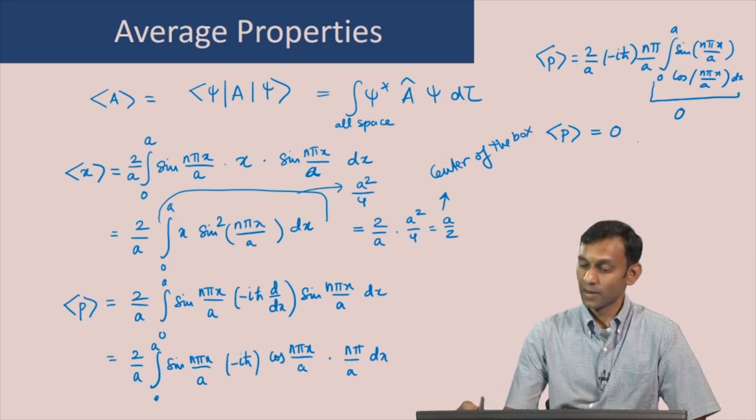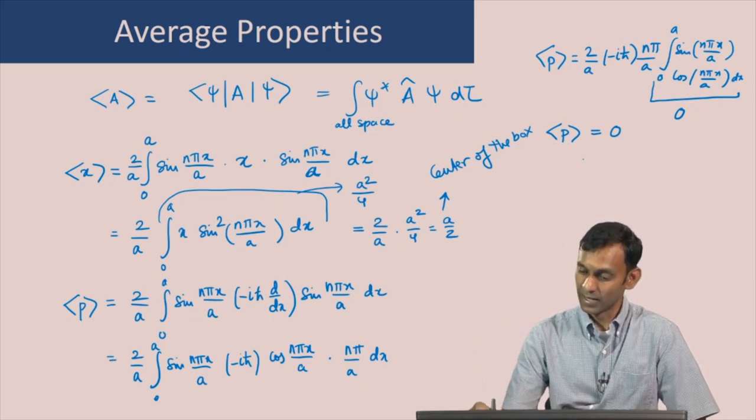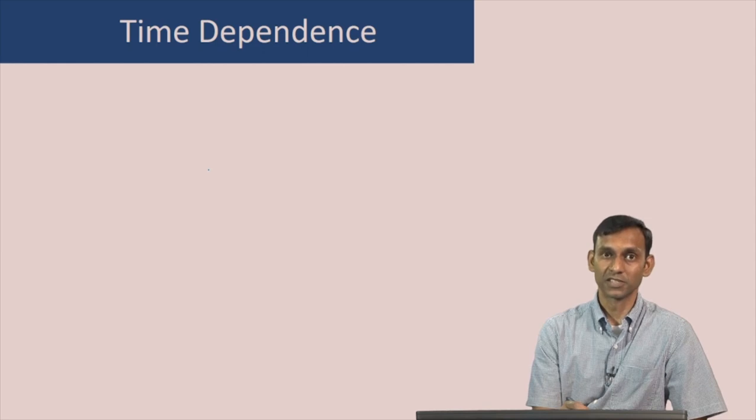Now, this again makes sense because the particle could be moving to the left or to the right, and on an average, the momentum of the particle will be just 0, because momentum has a direction. So, the momentum values on the right will cancel those on the left, and on an average, the momentum will be 0. Let us now look at the time dependence of the eigenfunctions of this system.